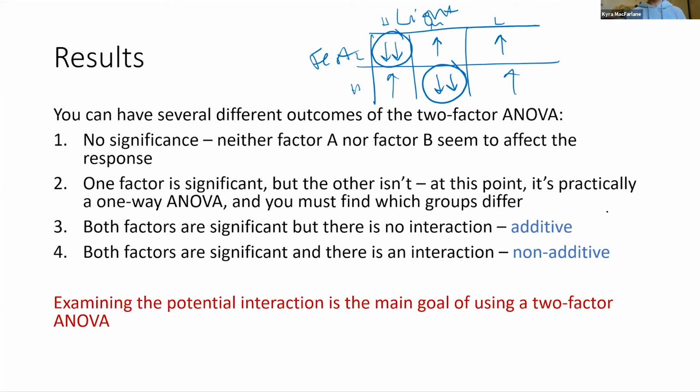So generally, the goal of a two-factor ANOVA is to examine the potential interaction. If we just wanted to see if a factor was significant, we would probably just do a one-factor ANOVA. The interaction is the interesting thing that we're trying to test for.